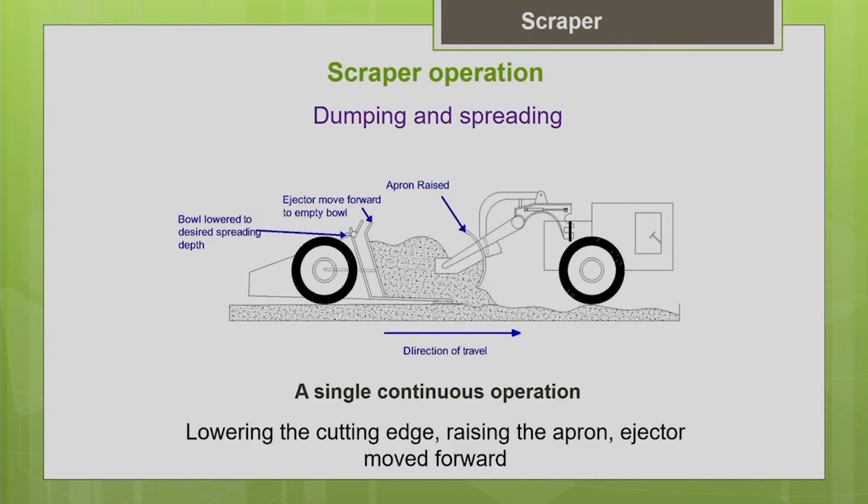After hauling, once you reach your dumping place, your filling place, now you have to dump the material. So, now you again raise the apron to facilitate the outflow of the material. Again lower the cutting edge, lower the bowl.